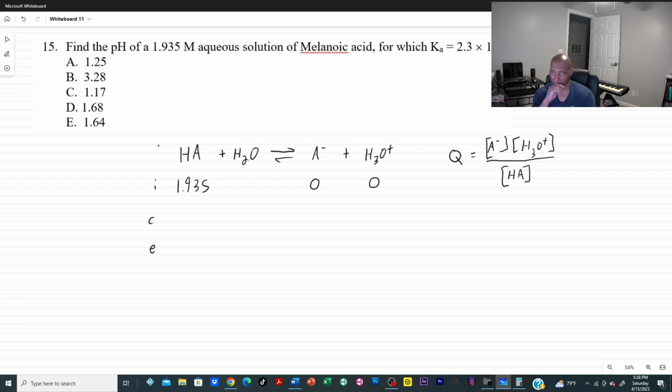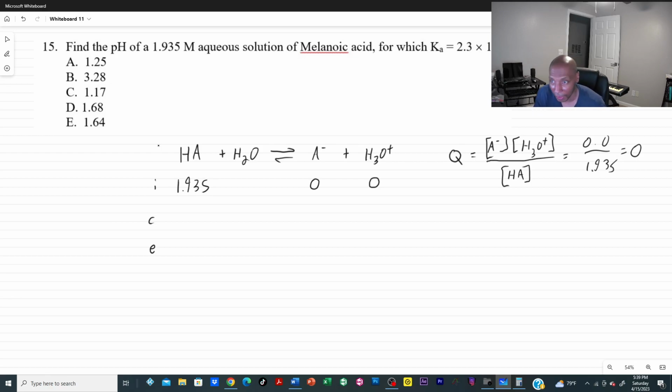divided by my HA concentration. Now remember, we don't include water in our equilibrium expression because it's a pure liquid. The concentration of water is going to be proportional to the density of the water, and the density of water doesn't change. There's no point in putting that in the equilibrium expression if it doesn't change. It's just a number that's going to get in our way. So we're going to leave that out.